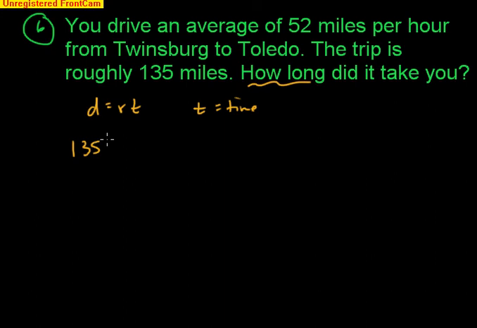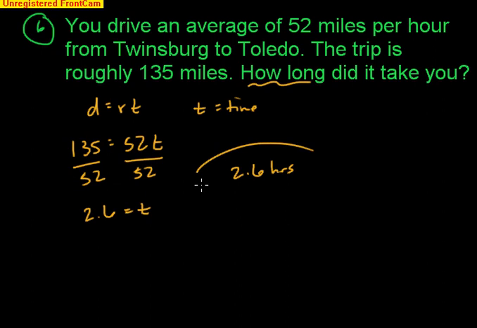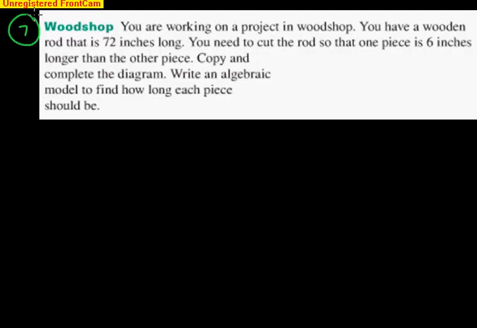How long? So t is our variable, time. So I better have a distance and a rate. My distance is 135 miles. My rate is 52, and t is my time. So to solve for t, divide by 52. And in my calculator, 135 divided by 52 is 2 point yada yada yada, go to 1 decimal place, 2.6. So how many hours did it take? 2.6 hours. So a little bit more than 2.5 hours. Okay, there you go.